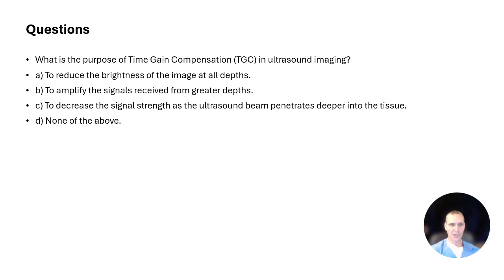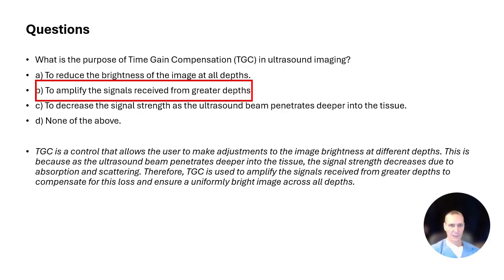What is the purpose of time gain compensation in an ultrasound machine? A, to reduce the brightness of the image at all depths. B, to amplify the signals received from greater depths. C, to decrease the signal strength of the ultrasound beam as the ultrasound beam penetrates deeper into the tissue, or D, none of the above. And remember, time gain compensation, you generally will not adjust this in critical care ultrasound. If the machine's ever black, think of that as the cause. Other than that, I would not worry about it until much later in your learning.